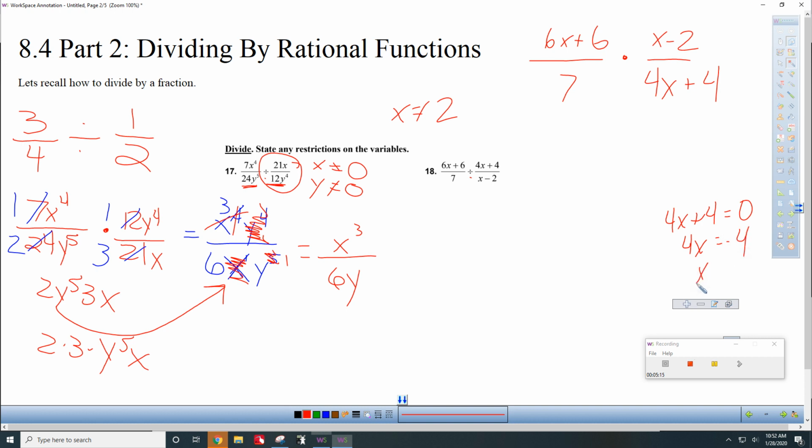Yes. So x cannot equal 2 or negative 1. You got it right with negative 1. Okay? Now, we're going to have to factor.